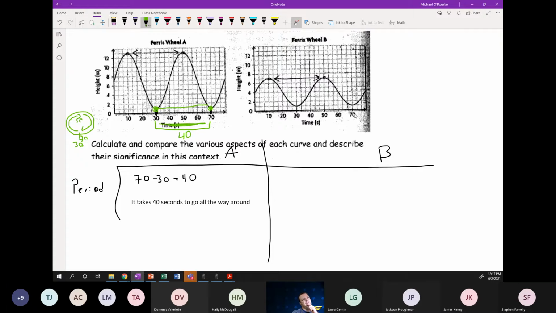Now you guys do this one for me. Don't tell me the answer right away. But I want you to tell me what the period is and then what the context is for it. Right. So who has the period? Who has the context for it? Type it in chat for me.